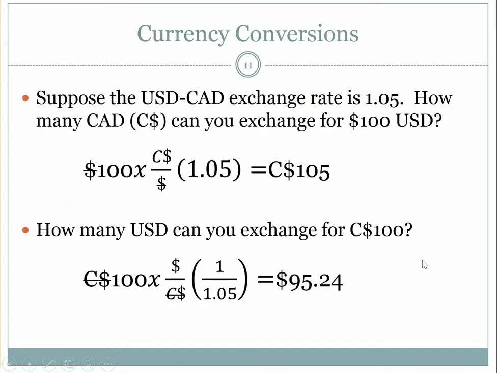Let's talk about currency conversions. Say the USD CAD exchange rate is 1.05. Now, the first question is, is this in dollars or is this in CAD? Well, this would be the CAD price of a dollar. So this is Canadian dollar per dollar, or you can write it this way.